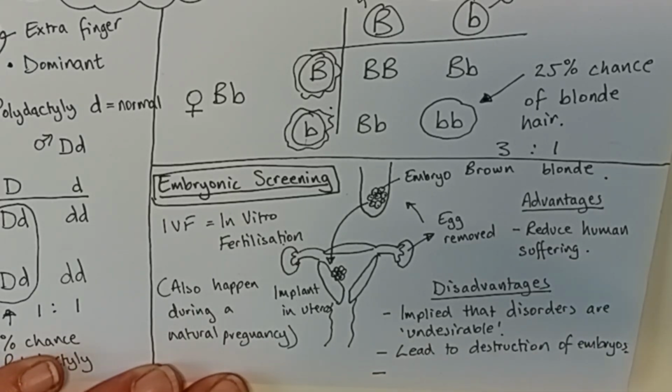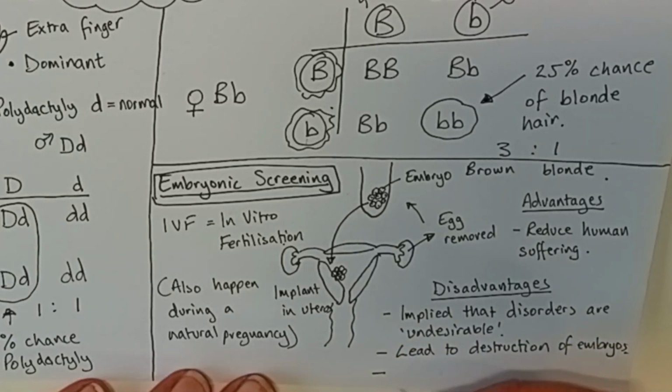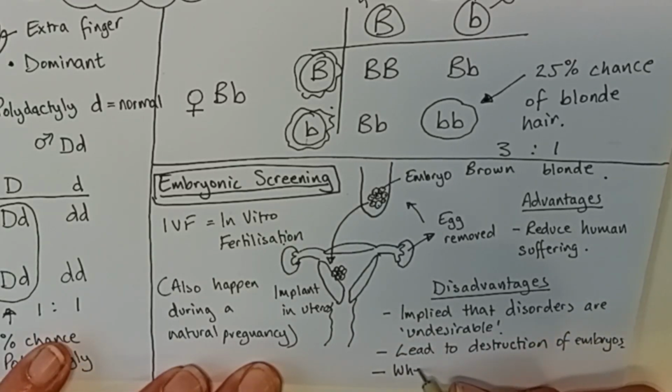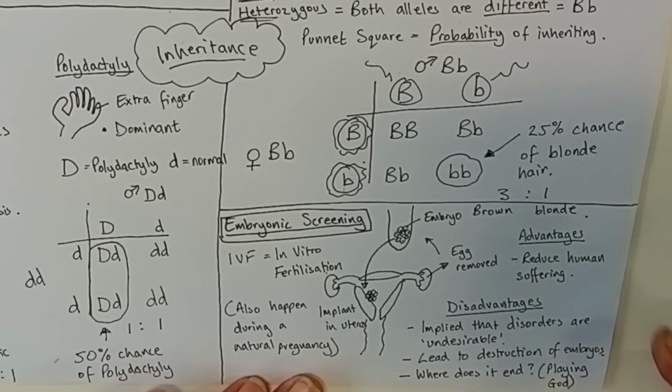And some people say, well, where does it end? So you're saying you don't want a baby with cystic fibrosis. What else are you going to choose? You're going to choose intelligence, height, eye colour. So the designer baby issue is a big one. So where does it end? So some people would say also that it's playing God. Kind of falls into that argument.